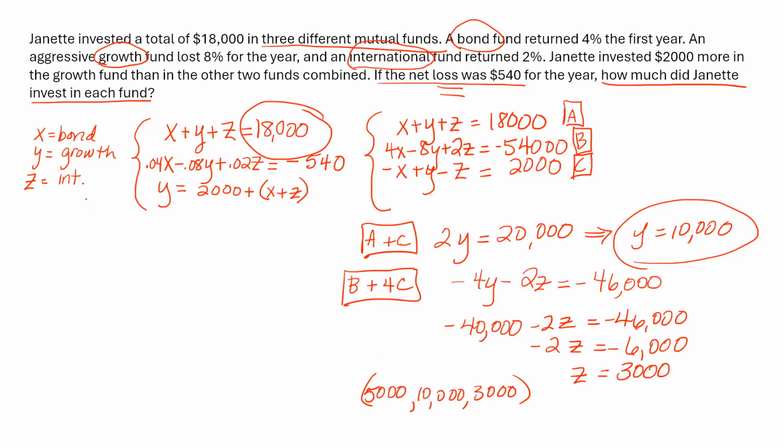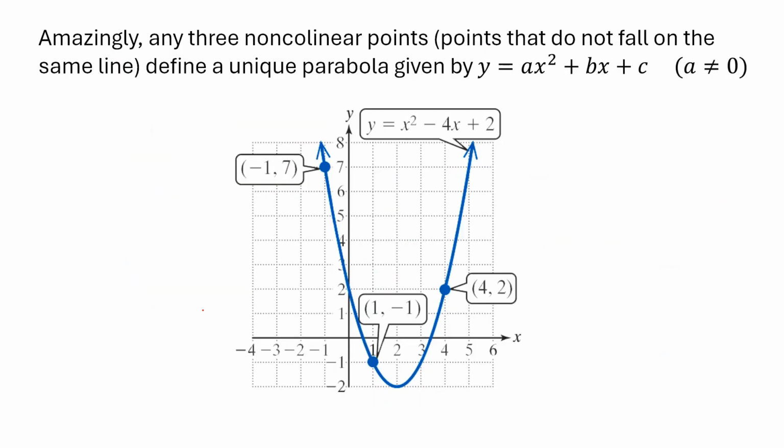So bond fund, 5,000. Growth fund, 10,000. And international fund, 3,000.